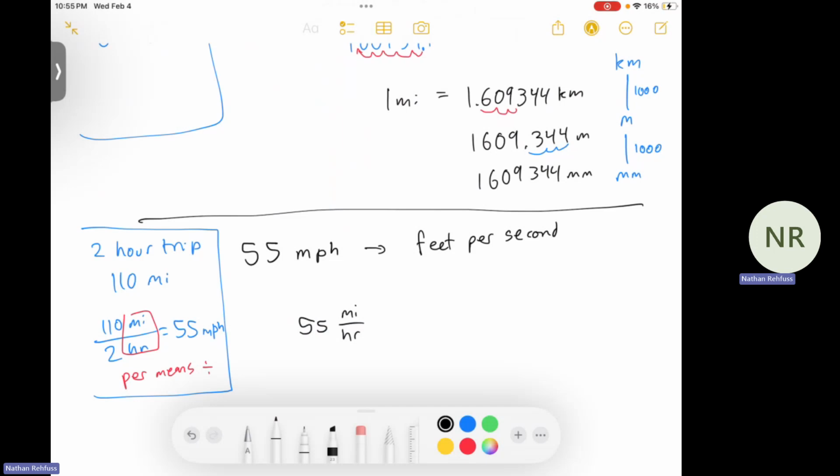Changing miles to feet is pretty simple. I have miles on top, so I'll copy miles to the bottom, and that'll make the two of them cancel out. We need one on top and one on bottom to cancel. I know that a mile is large and feet are small. There are 5,280 feet in 1 mile. Okay, now it's time to get rid of hours. I don't know how many seconds are in an hour, but I can find out by going from hours to minutes to seconds. I know there's 60 minutes in an hour and 60 seconds in a minute.